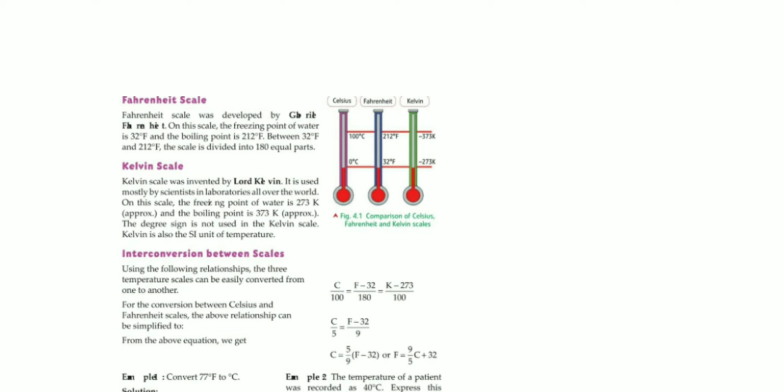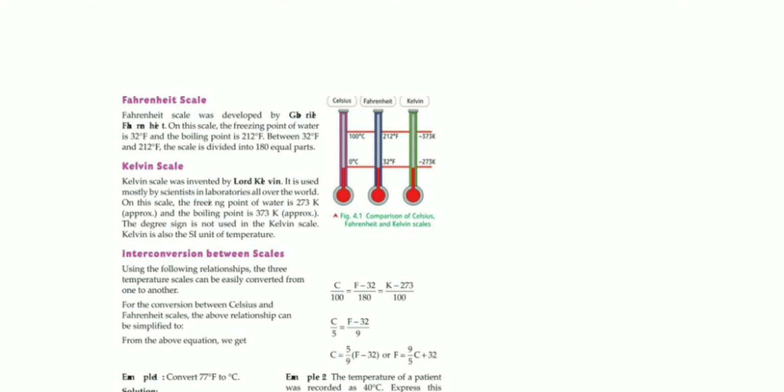Then for Fahrenheit scale, the freezing point of water is 32 degree F and boiling point is 212 degree F. So subtracting these two values, we will get 180 points or divisions. Then similarly in Kelvin, 373 K is the boiling and freezing is 273 K. So subtracting these two, we will get the 100 divisions. It is only division, it is not the scale.